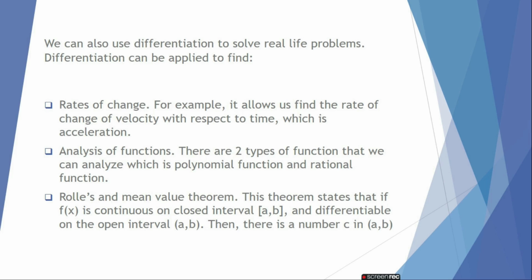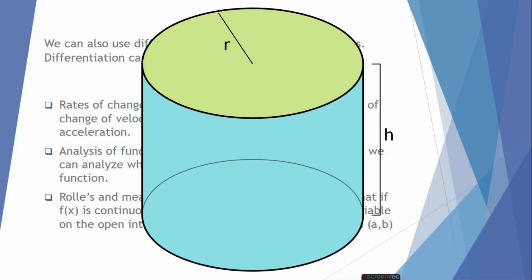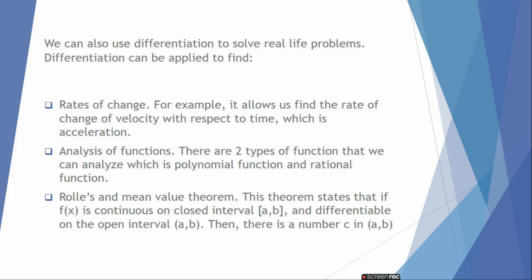Next, we can also apply maximum and minimum. We use this method to find a quantity that is to be maximized or minimized. For example, a closed cylindrical container of radius r cm and height h cm is to be made to hold 600 cm³ of liquid. We can apply this method to find the values of r and h that minimize the total surface area of the container.